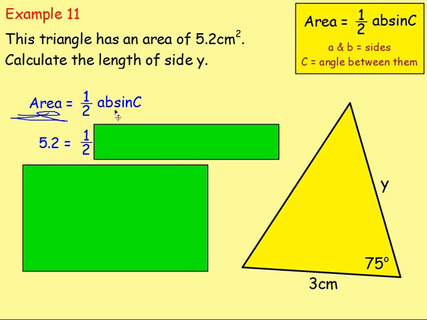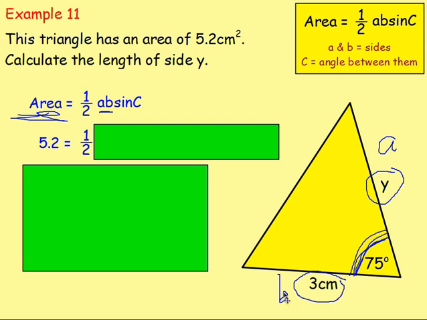You multiply that by AB and then sine C. A and B are the two sides. Remember, it's two sides and the angle between them for this formula. So looking at our little diagram down here, we've got our two sides and the angle between them. So we're going to have our A and our B and our sine of the angle, which will be the sine of 75.